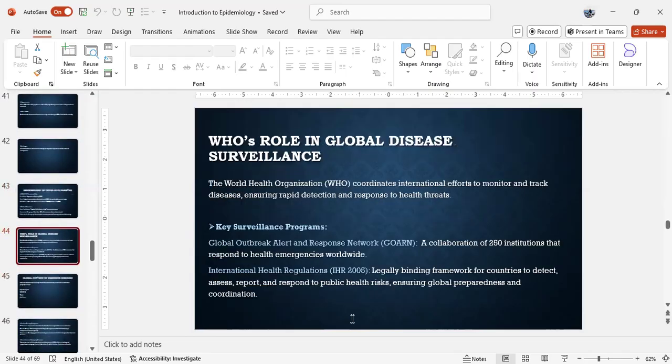WHO's role in global disease surveillance. The World Health Organization coordinates international efforts to monitor and track diseases, ensuring rapid detection and response to health threats. Key surveillance programs include the Global Outbreak Alert and Response Network, a collaboration of 250 institutions that responds to health emergencies worldwide. International Health Regulations, a legally binding framework for countries to detect, assess, report, and respond to public health risks, ensuring global preparedness and coordination.